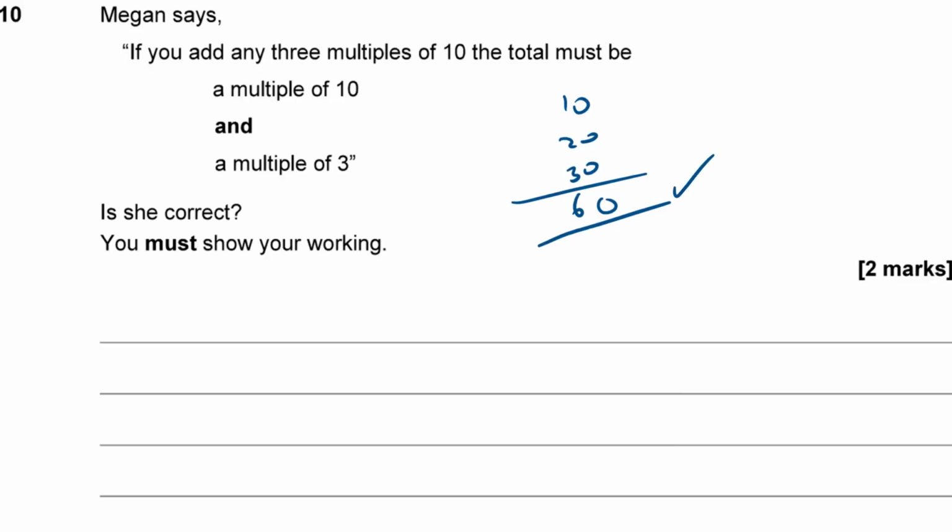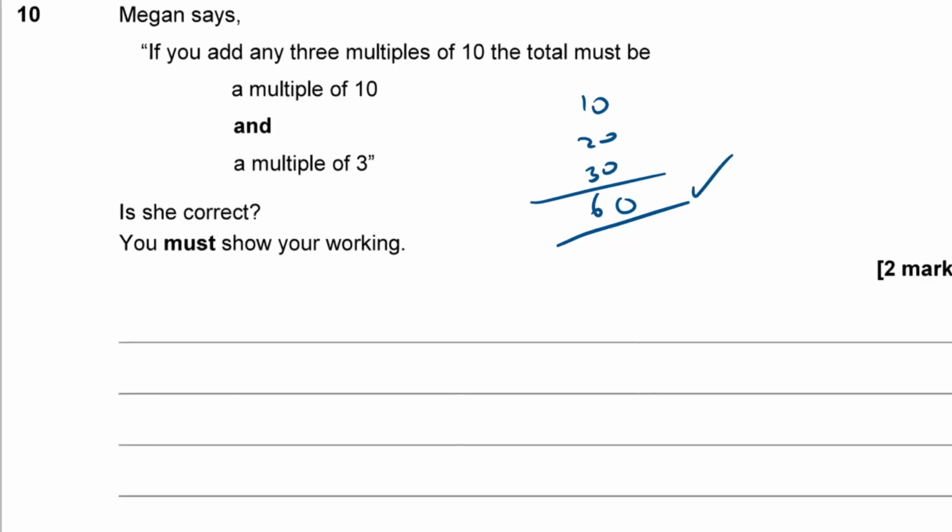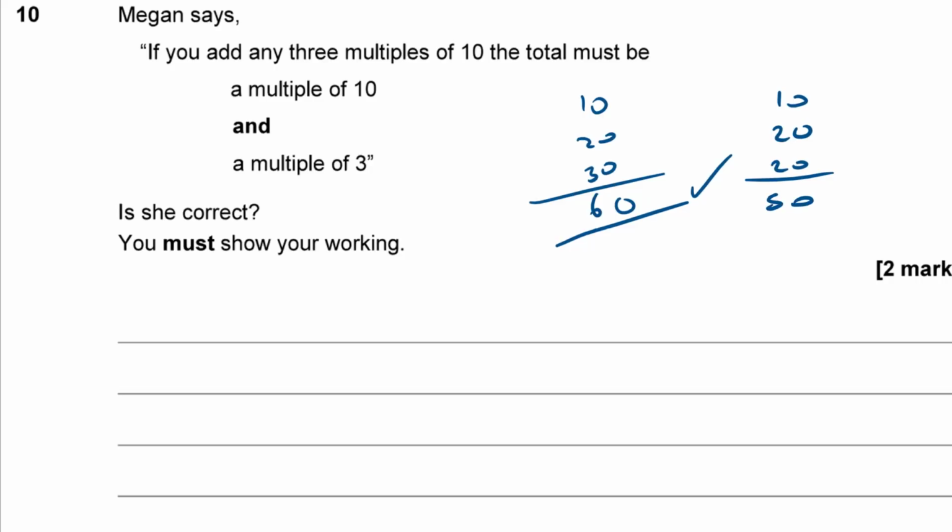But is it always the case? What about if I had 10, 20, and 20? Now that adds up to 50.